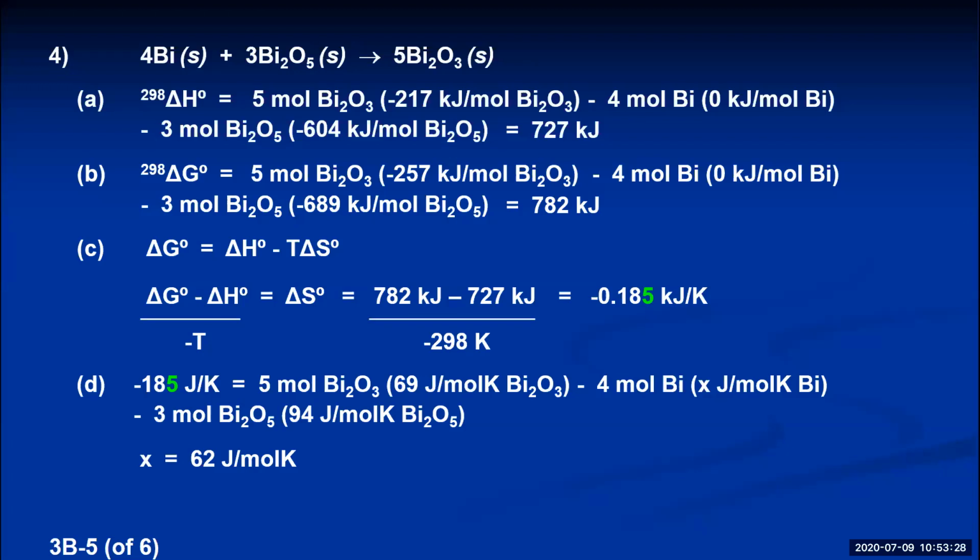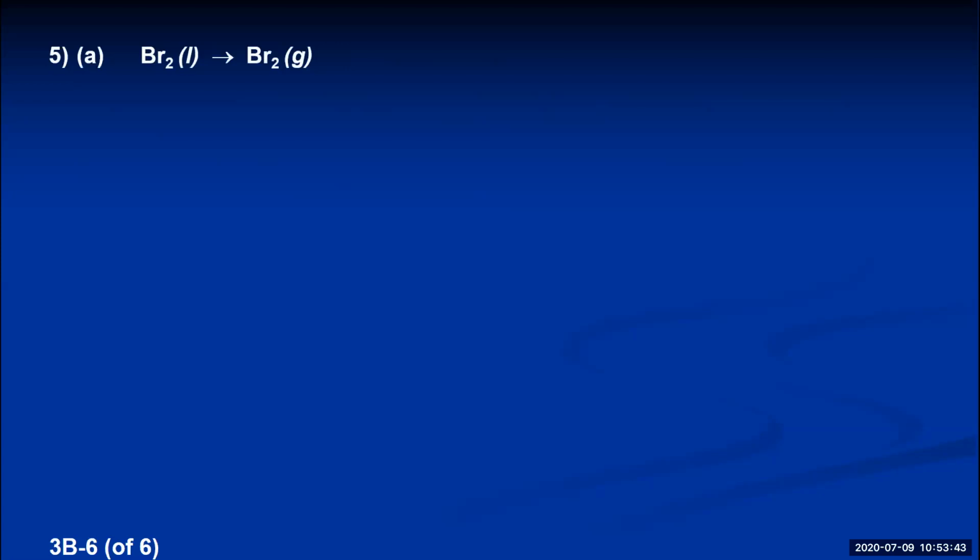Number 5, final problem. For the phase change, liquid bromine turning into gaseous bromine, A, use data from handout 5 to calculate the standard change in enthalpy for the phase change, which means it's the heat of vaporization. So to do that, we're going to go products minus reactants in this reaction, looking up the standard enthalpy of formation of the two. So starting on the product side, 1 mole multiplied by the standard enthalpy of formation of gaseous bromine, which is 31, minus 1 mole multiplied by the standard enthalpy of liquid bromine, which is 0.